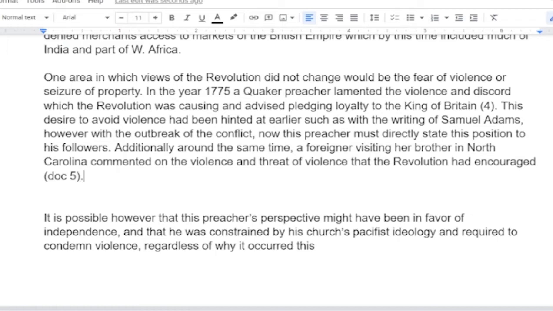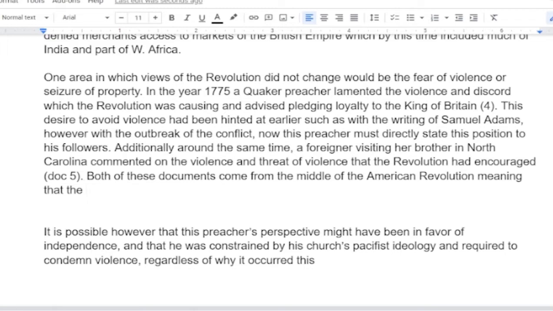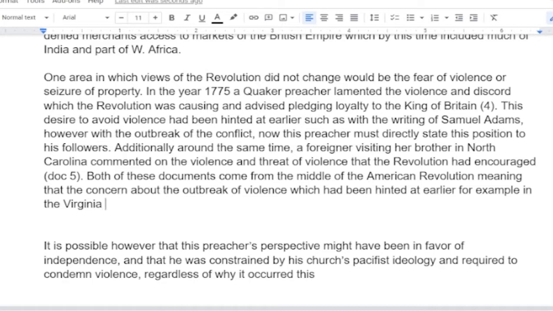Both of these documents come from the middle of the American Revolution, meaning that the fear of violence, the concern about the outbreak of violence, which had been hinted at earlier, for example, in document two, the Virginia House of Burgesses?